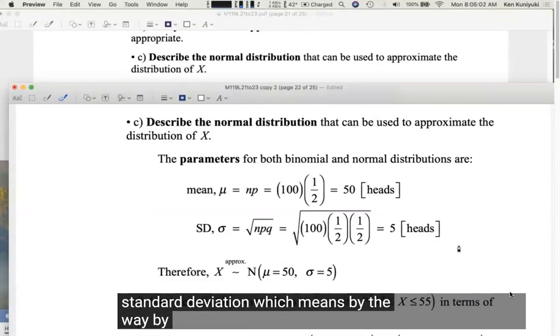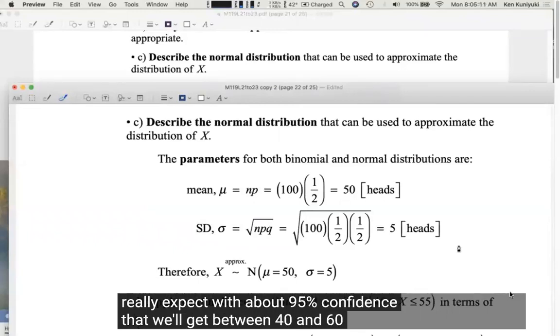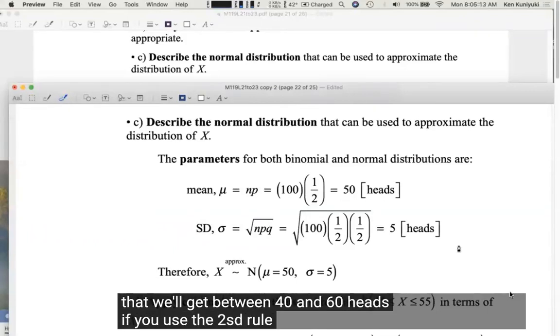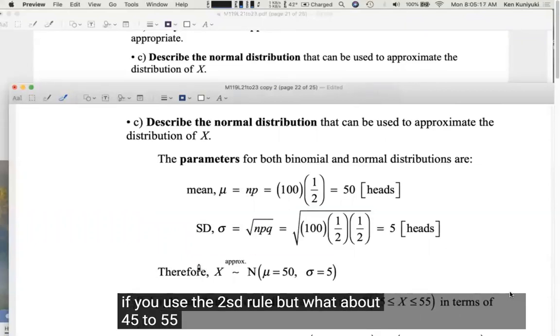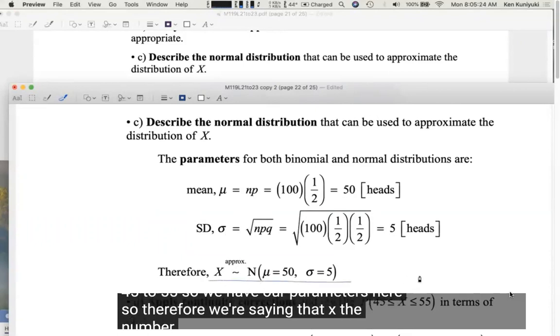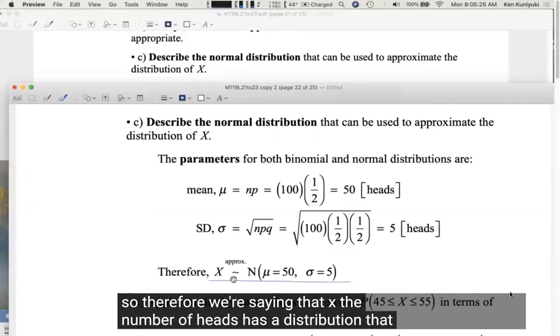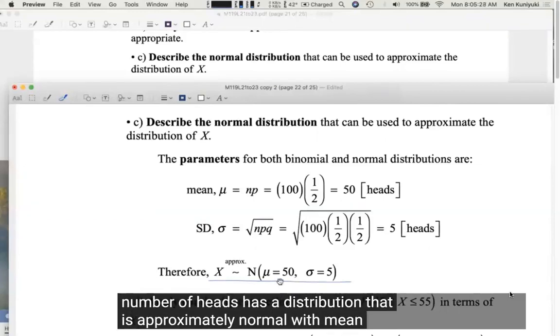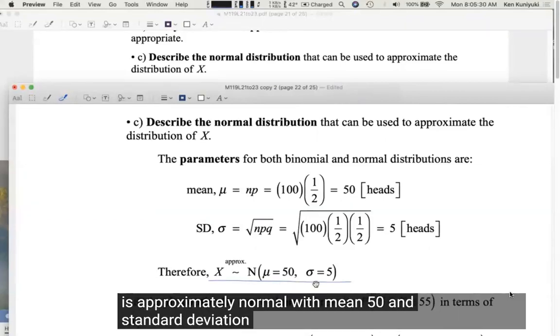Which means, by the way, by the 2SD rule, that we would really expect, with about 95% confidence, that we'll get between 40 and 60 heads if you use the 2SD rule. What about 45 to 55? So we have our parameters here. So therefore, we're saying that X, the number of heads, has a distribution that is approximately normal with mean 50 and standard deviation 5.